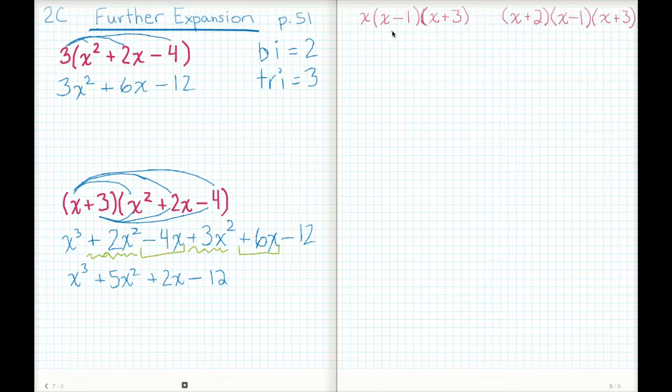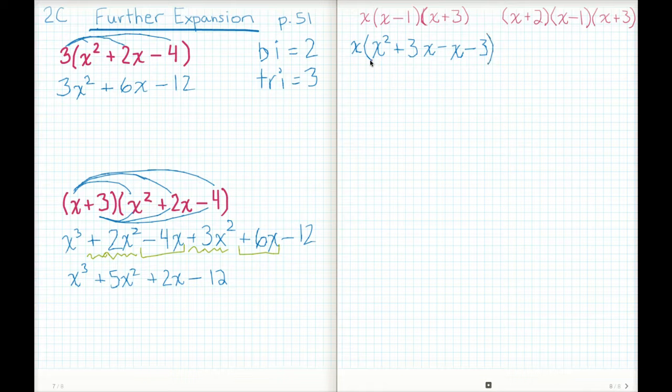You could do x times x minus 1 and then take that answer and multiply it by x plus 3. But I like to start with the back because I find that works a little bit easier. So I'm just going to leave the x out in front to begin with. And then start here with the binomial times the binomial. X times x, x squared, then the outside terms plus 3x. Inside terms, minus 1x is just minus x. Minus 1 times 3 is minus 3.